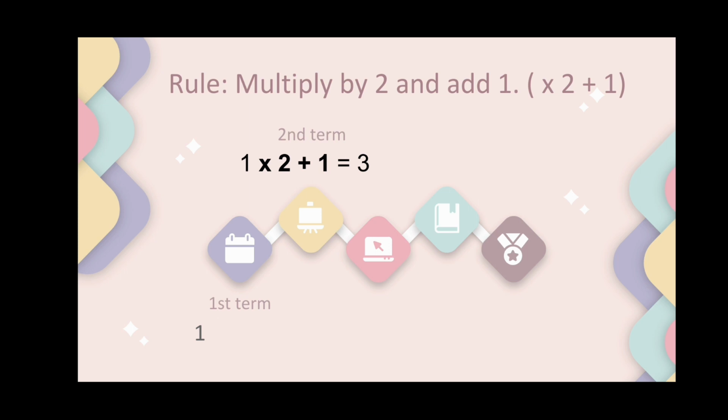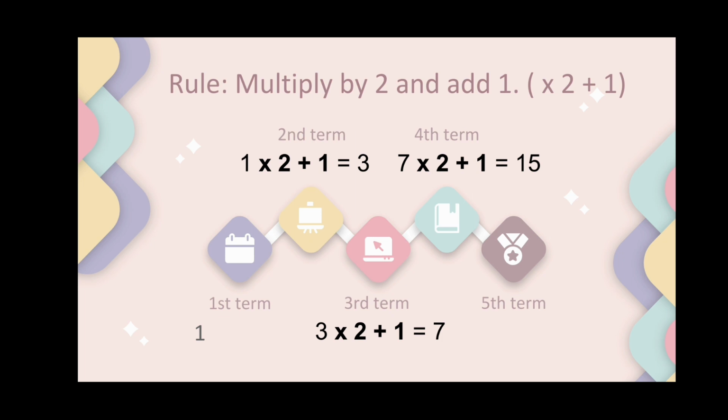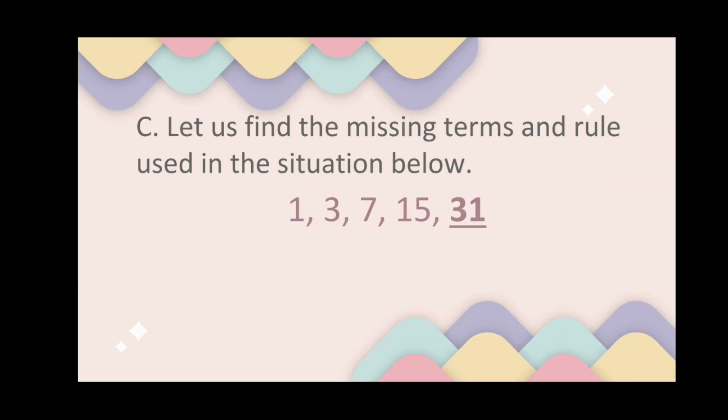So for the second term, we have 1 times 2 plus 1 equals 3. So that's why the second term is 3. For the third term, 3 times 2 plus 1 equals 7. The fourth term, 7 times 2 plus 1 equals 15. Now what do you think will be the next term? So let's just continue the process. We have, for the fifth term, 15 times 2 plus 1 equals 31. So the sequence will be 1, 3, 7, 15, and the next term will be 31.